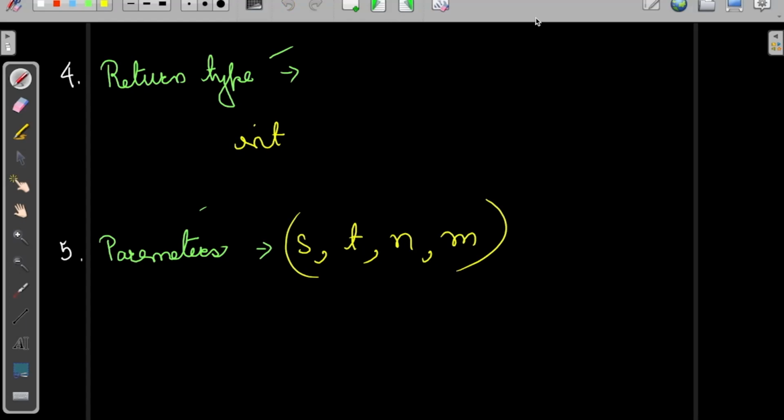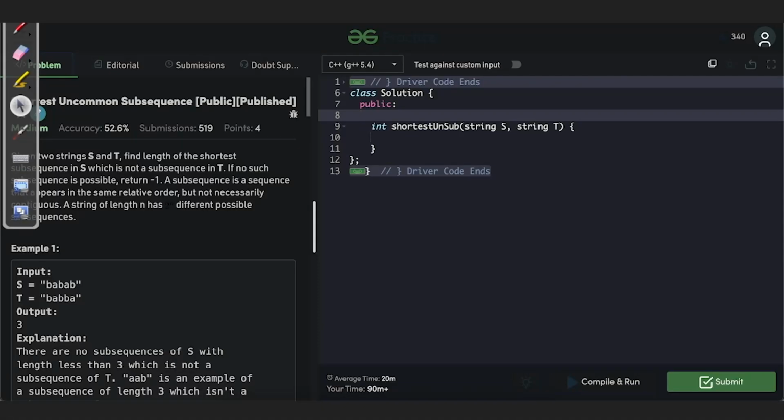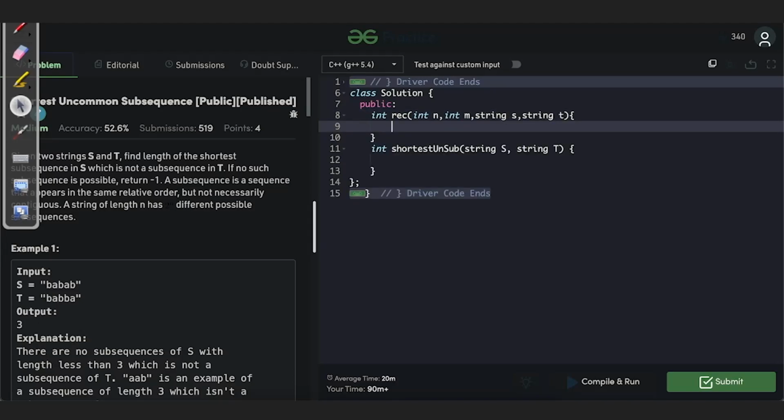So now let us start implementing the recursive solution to this. We would use a wrapper function because we need n and m also. We would return an integer, and we would name it rec because we are solving this in recursion, and we can name it anything. The first parameter is int n, the size of s, and int m, which is the size of t, and string s and string t.